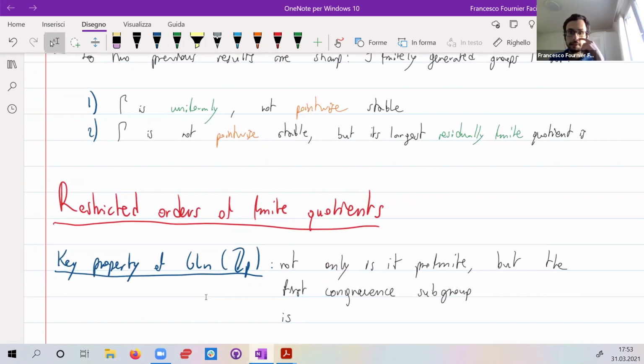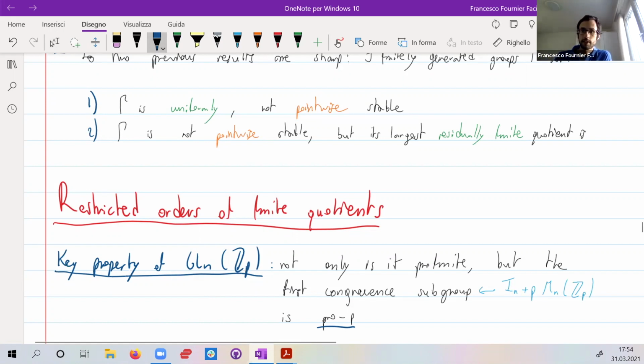The key property of GL_N(Z_p) that we're going to use is that not only is it profinite, so we have already used plenty that it is profinite in the previous part, right? We used that these quotients are finite and this allowed us to relate approximability with residual finiteness and stuff like that. But what we're going to use here is that the first congruence subgroup, so matrices that are congruent to the identity mod p, is pro-p. It's a pro-p group, okay? So it means it's an inverse limit of finite p-groups, okay? This property has quite strong implications.